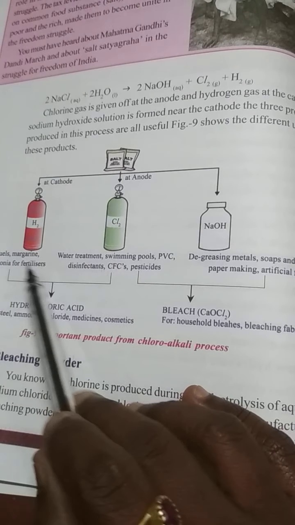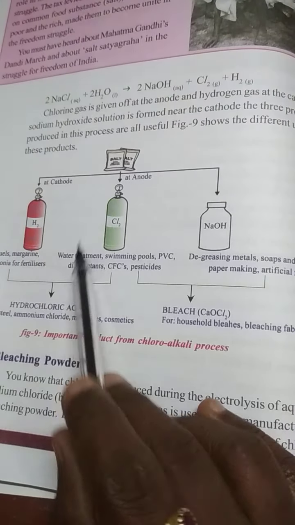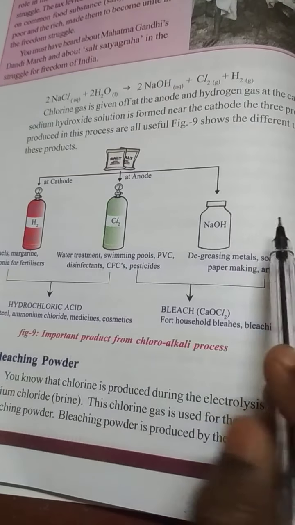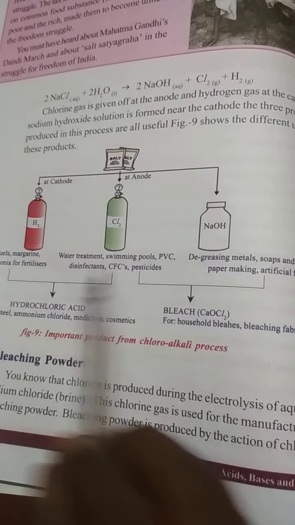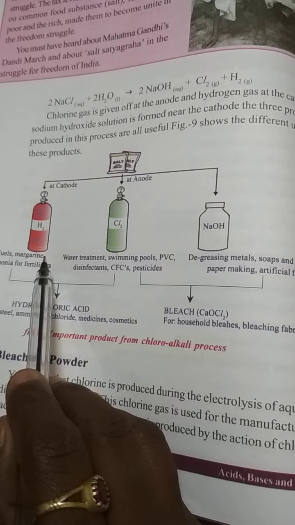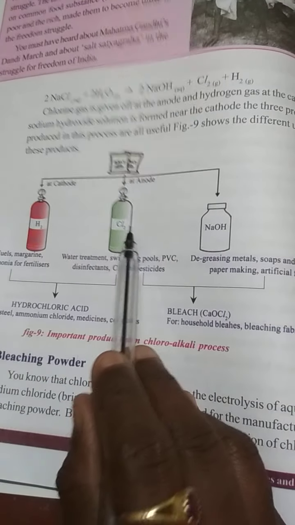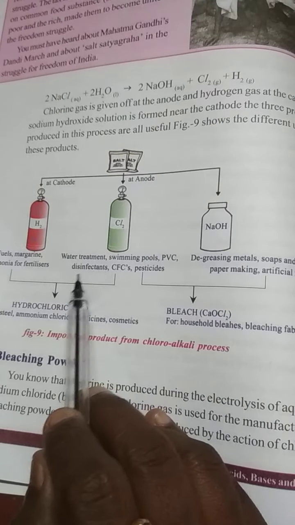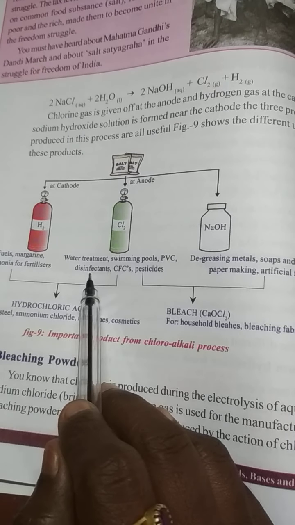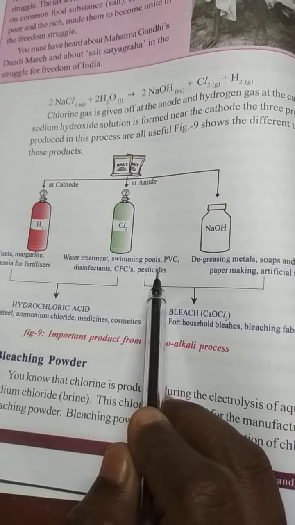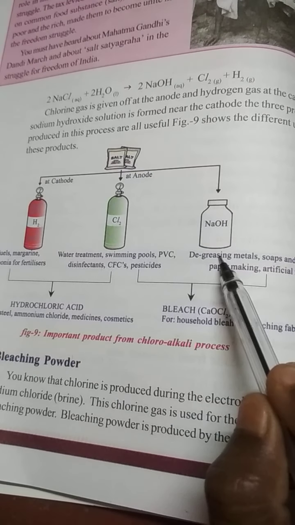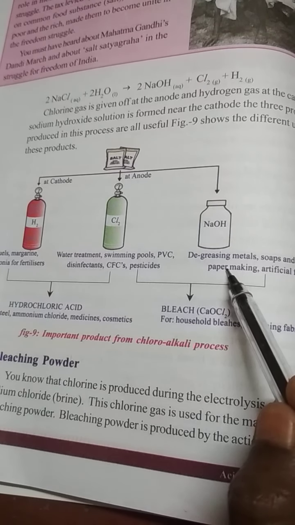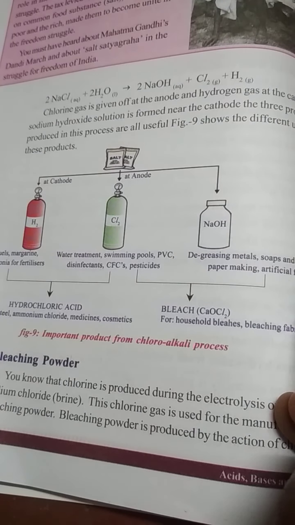The different uses of these products: fuels, margarine, ammonium for fertilization. Chlorine is used in water treatment, swimming pools, PVC, disinfectants, CFCs, pesticides. And sodium hydroxide is used for degreasing metals, soaps and detergents, paper making, artificial fibers.